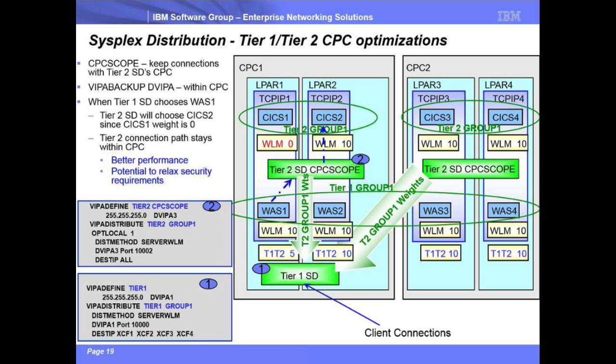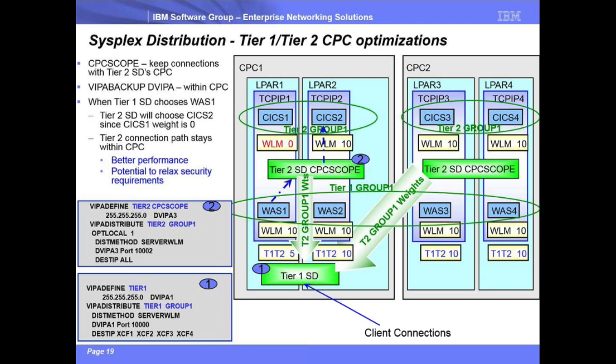So when the Tier 1 Sysplex distributor chooses to use WAS1, the Tier 2 distributor will choose either KIX1 or KIX2, or in this case it would use KIX2 because the KIX1 weight is 0. And again, we're using the combined weights to select the initial target. But then once that initial target is selected, now we're moving to the Tier 2 Sysplex distributor. The Tier 2 distributor will keep the connection local to that CPC and just prefer the server with the best weight.